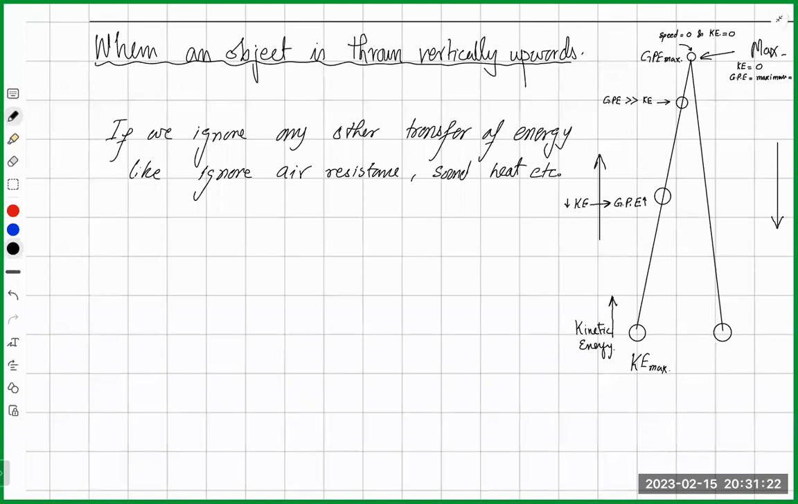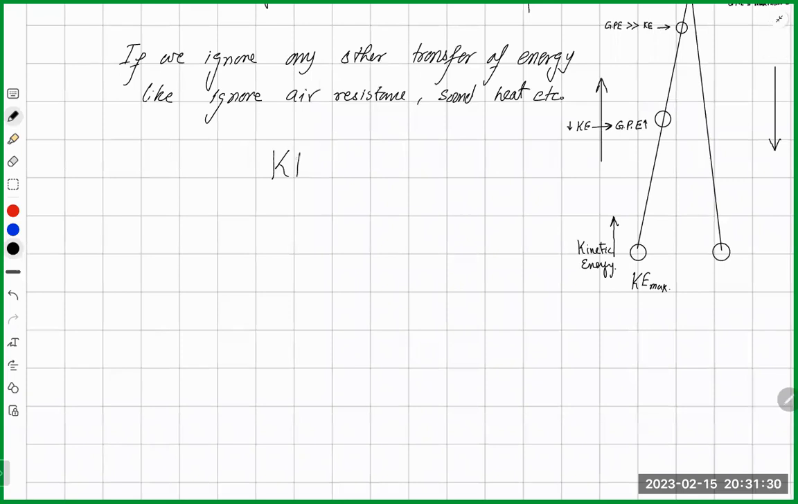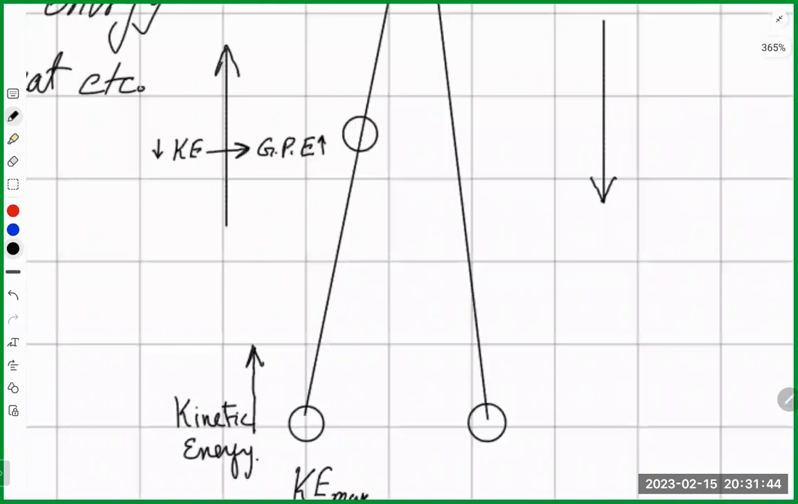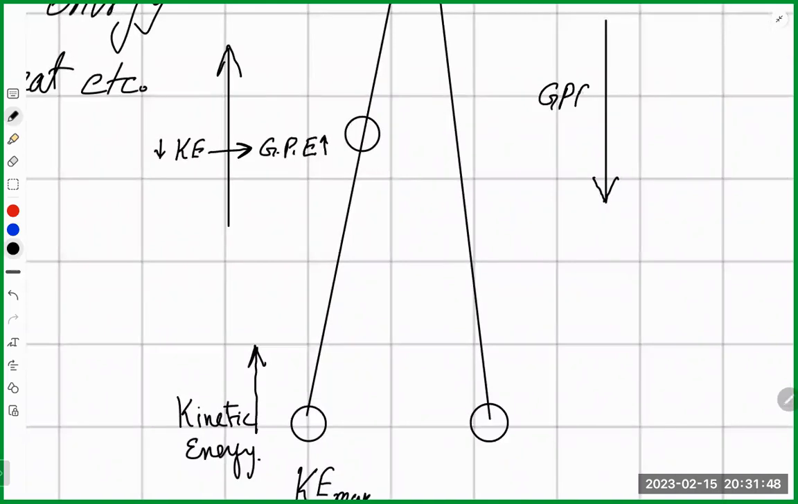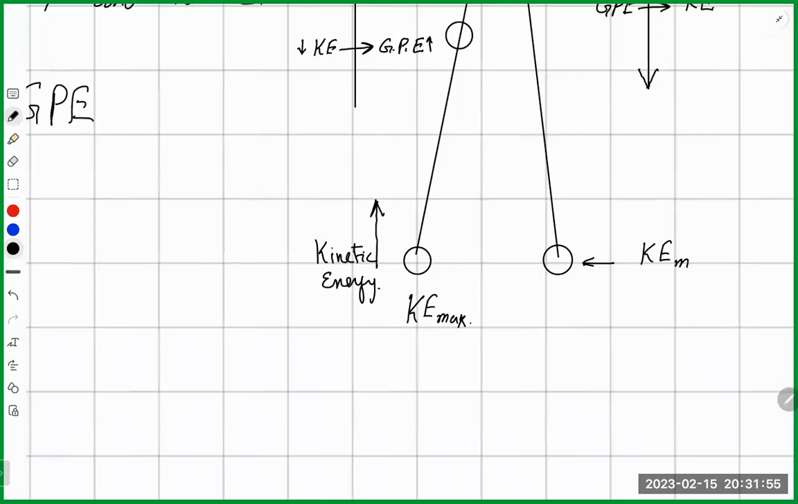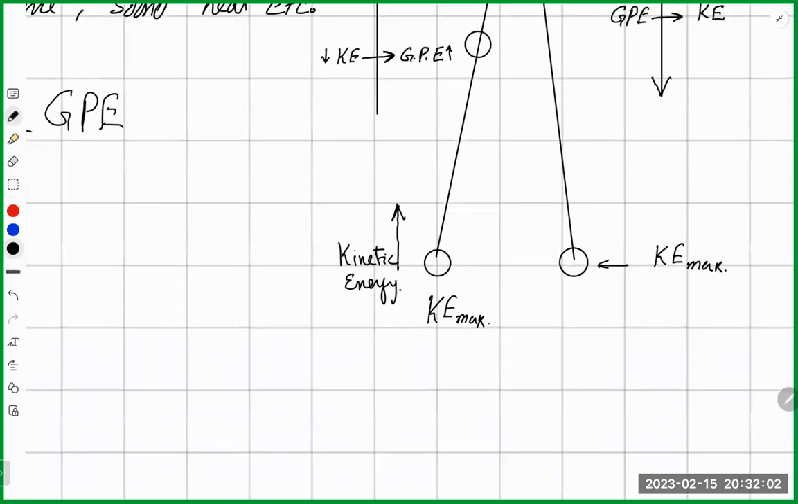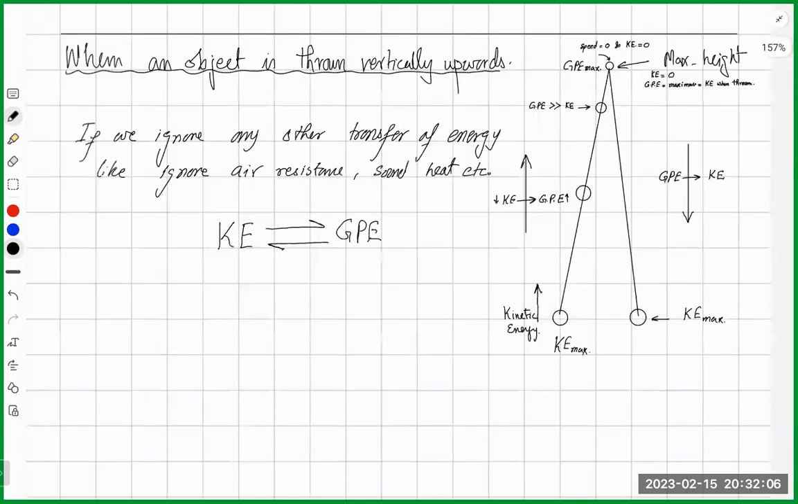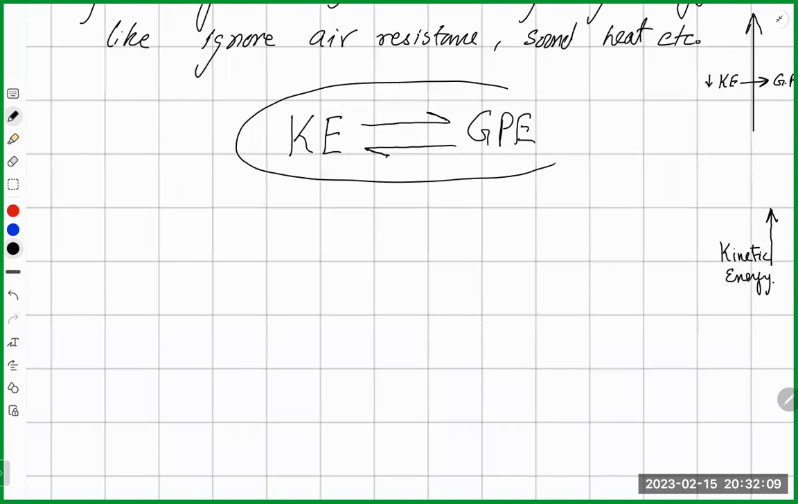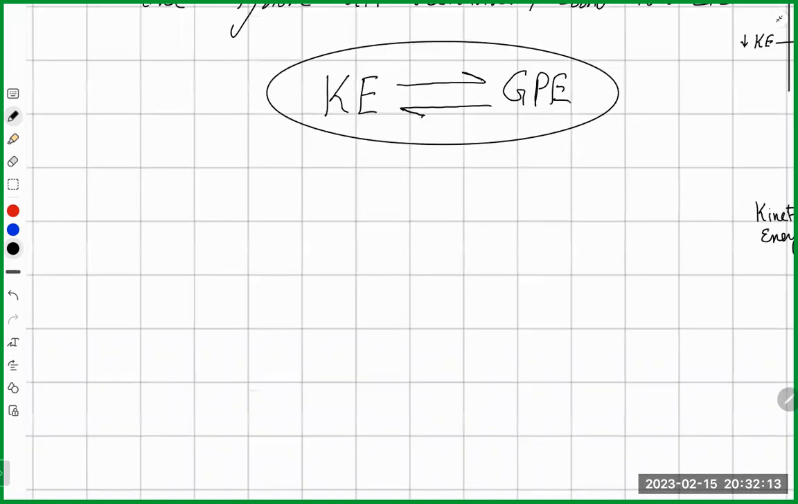So we are only thinking that kinetic energy is converting into gravitational potential energy, and gravitational potential energy converts back into kinetic energy when the object is on its way back. When the object is coming back, gravitational potential energy will convert into kinetic energy. And at this point, the object will have maximum kinetic energy and no gravitational potential energy, or the same gravitational potential energy as when it was thrown up. So this is the only transaction that is happening. Kinetic energy converts into gravitational potential energy.